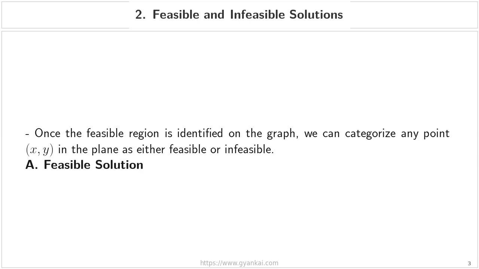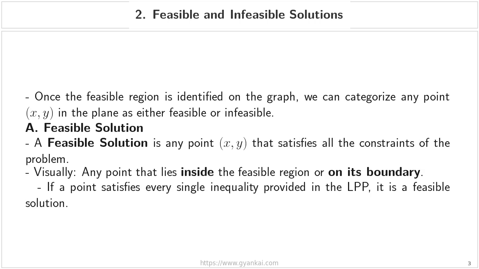Let's break this down into 2 clear categories. First, we have the feasible solution. A point (x, y) is considered a feasible solution if it satisfies every single constraint of the problem. If you are looking at your graph, you can identify these visually.